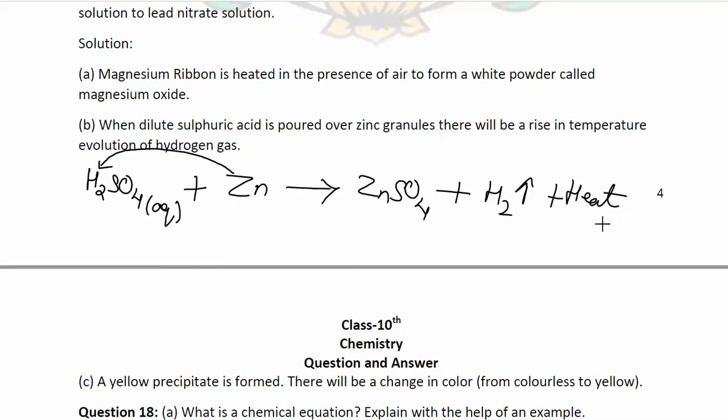There will be a rise in temperature of the solution here. Okay, so hence we find that a displacement reaction has occurred, and zinc has replaced the hydrogen from its H2SO4. Okay, so this was the reaction which took place when zinc granules were treated with sulfuric acid.